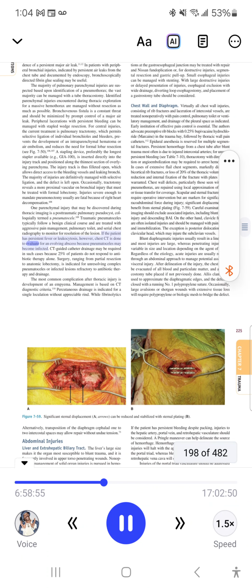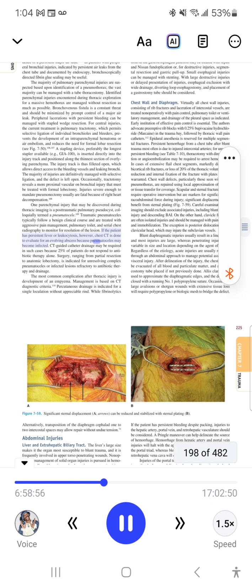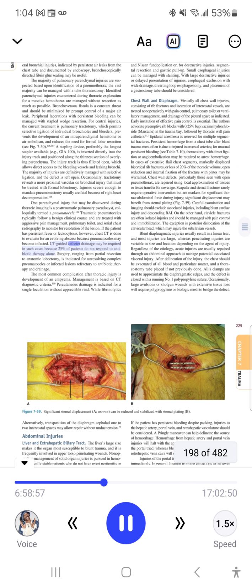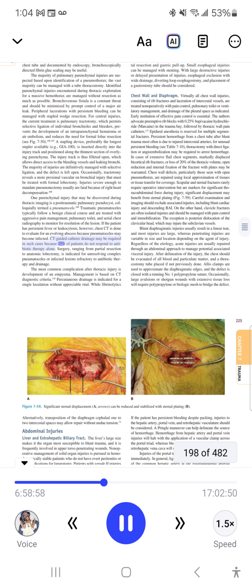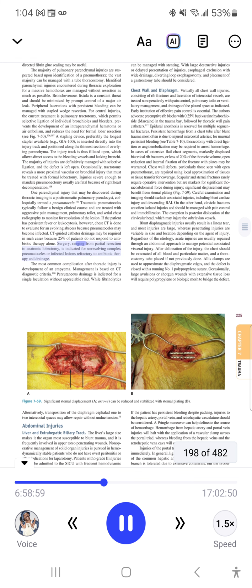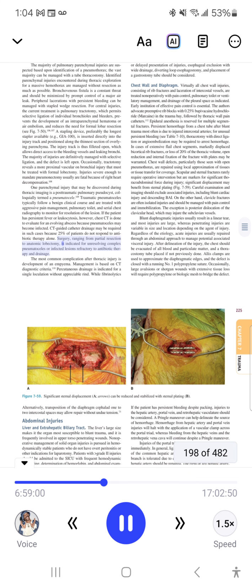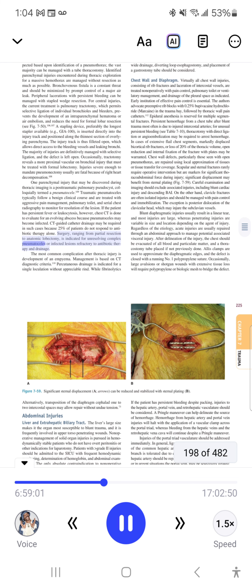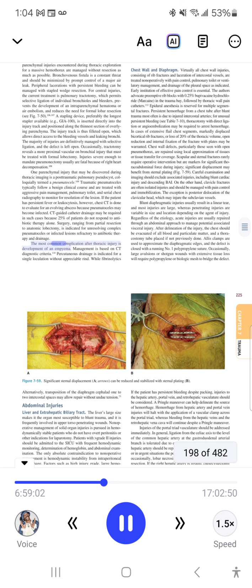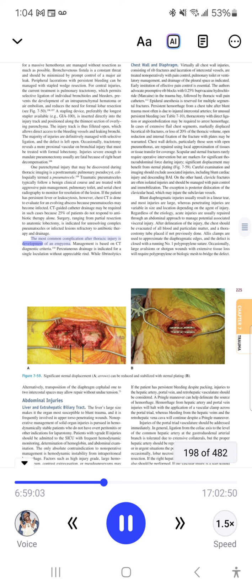Chest CT is done to evaluate for an evolving abscess because pneumatoceles may become infected. CT-guided catheter drainage may be required in such cases because 25% of patients do not respond to antibiotic therapy alone. Surgery, ranging from partial resection to anatomic lobectomy, is indicated for unresolving complex pneumatoceles or infected lesions refractory to antibiotic therapy and drainage. The most common complication after thoracic injury is development of an MPM.